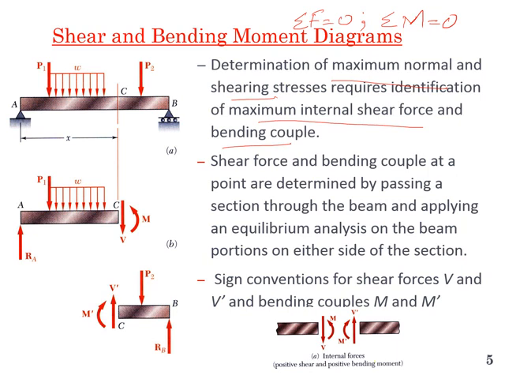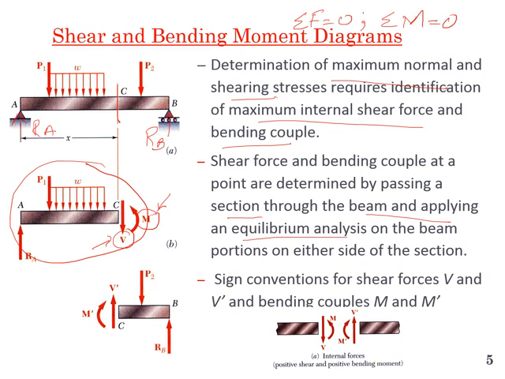So what we will do, first we will have to find the reaction at A and B. For example, for this beam, what are the reactions at A and B? And after that, we will take a section. And when we draw a section, we draw a free body diagram for that section. So there must be an internal shear force and internal bending moment, and we are interested to find these values. What are the values of this bending moment and shear force? So the shear force and bending couple at the point are determined by passing a section through the beam and applying an equilibrium analysis on the beam, and that equilibrium analysis is sum of forces and sum of moment equal to zero.